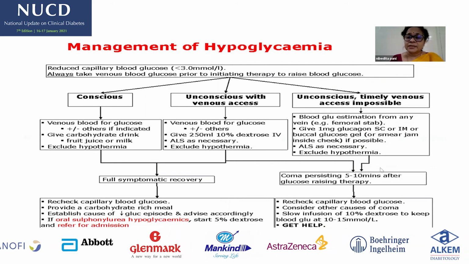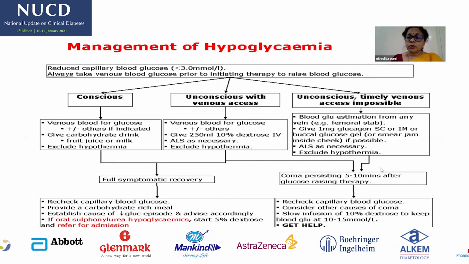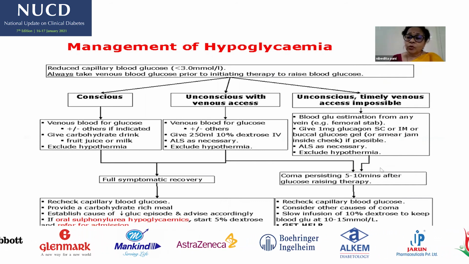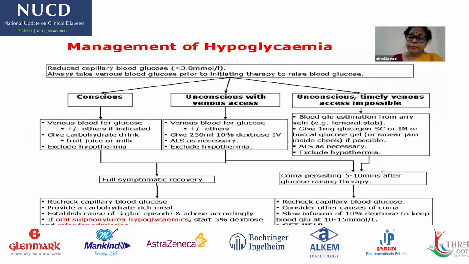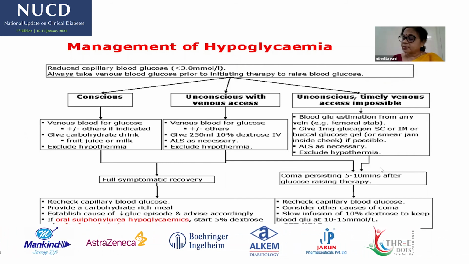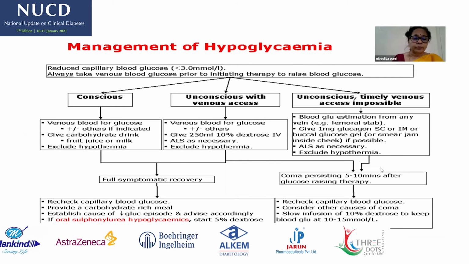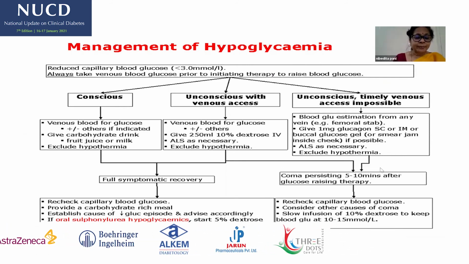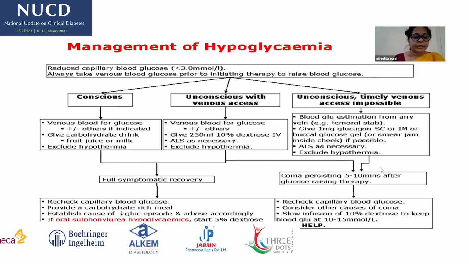Unconscious, timely venous access impossible. So take blood glucose estimation from any vein, femoral also you can take. Give 1 milligram glucagon subcutaneous or IM, or buccal glucose gel or smear jam inside the cheek if possible, and exclude hypothermia. If full symptomatic recovery occurs, if oral, then recheck capillary blood glucose, provide a carbohydrate-rich meal, establish the cause of the decreased glucose.